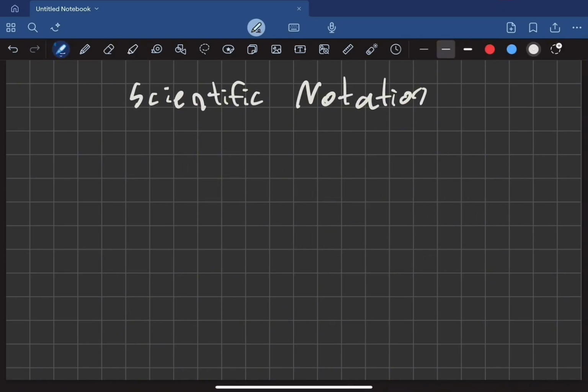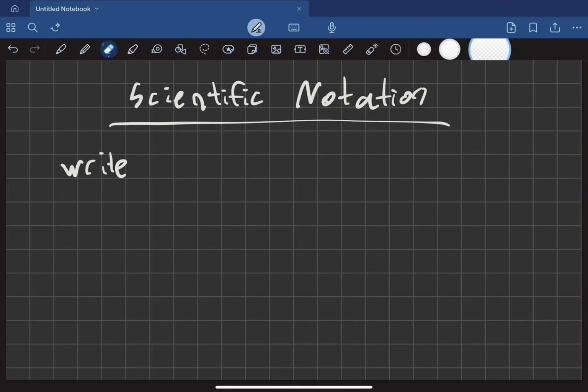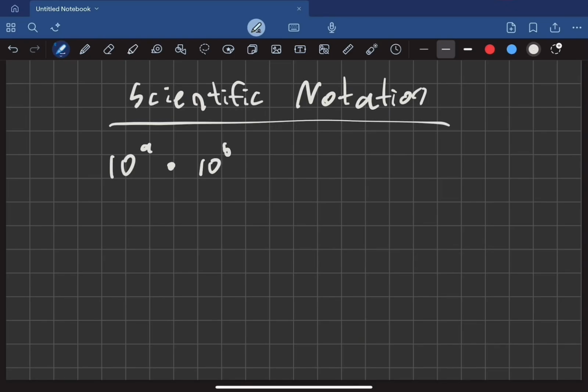So not only does scientific notation make it easier to write numbers, because you don't have to mess around with all those zeros, it also makes it easier to multiply and divide numbers. And let's explain why. If we remember our exponents, what are the rules of exponents? If I had a number 10 to the a, and I multiplied that by 10 to the b, that is the same thing as doing 10 to the a plus b. And let's think about why.